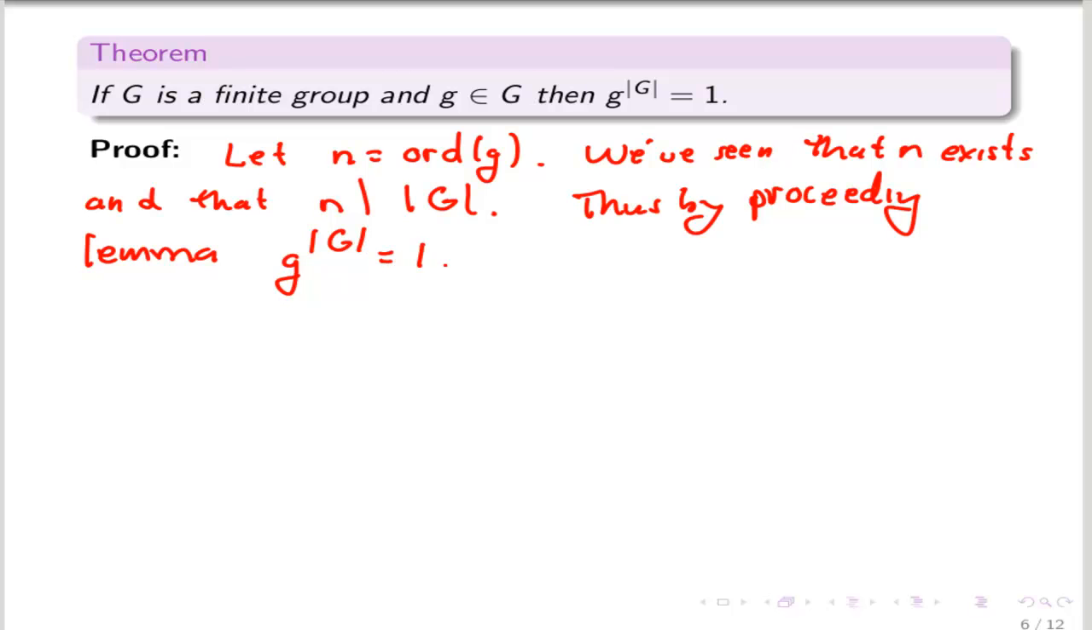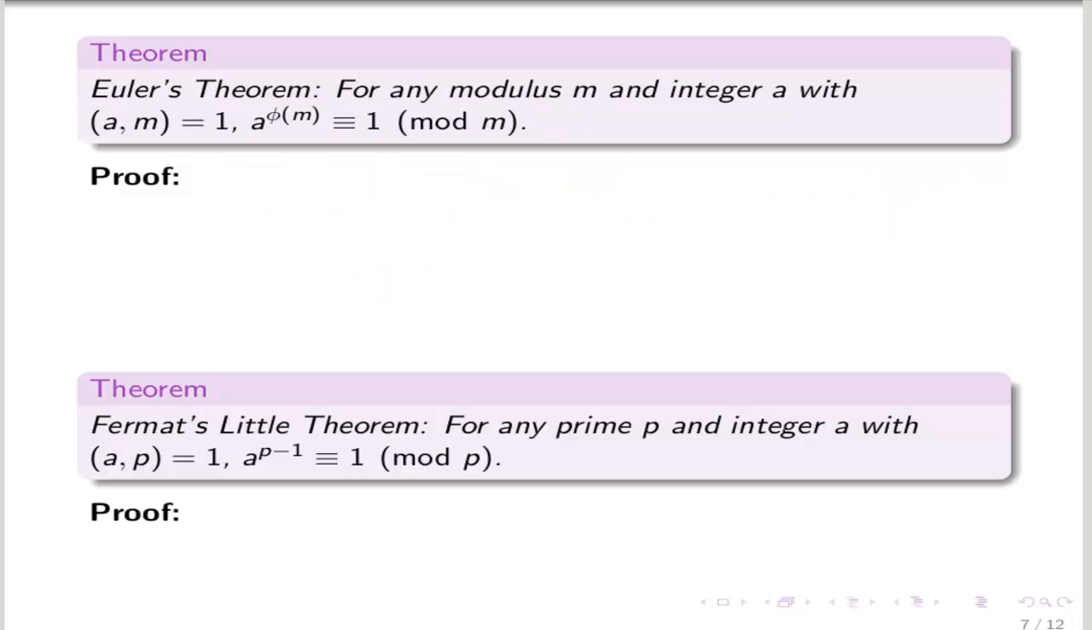And really, that's a generalization of Fermat's theorem and Euler's theorem. That's all it is. If you're in a finite group and you take an element of the group and raise it to the group order, you'll always get the identity. So let's see how Euler's theorem is connected to this.